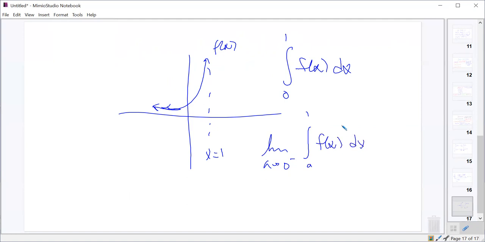We would write the limit as a approaches 1 from the left of the integral from 0 to a of f of x dx. I wrote those backwards earlier, sorry. Good? Does that make sense? If you're looking for the area between 0 and the vertical asymptote of some function, we all basically remember those.